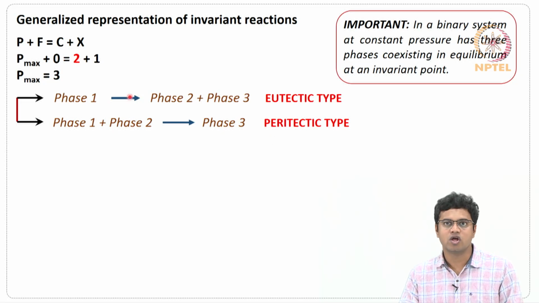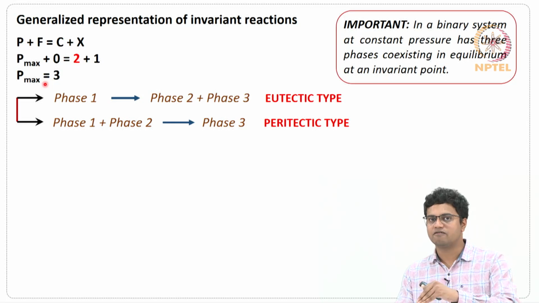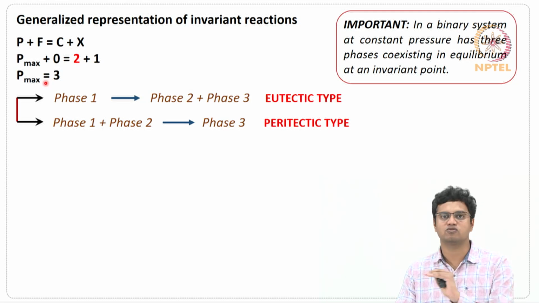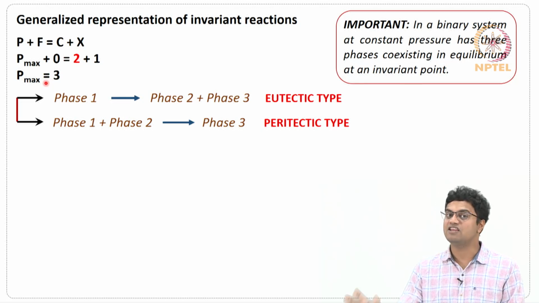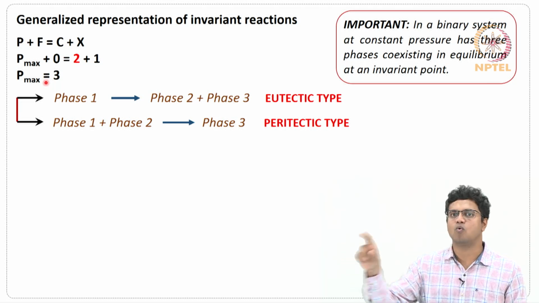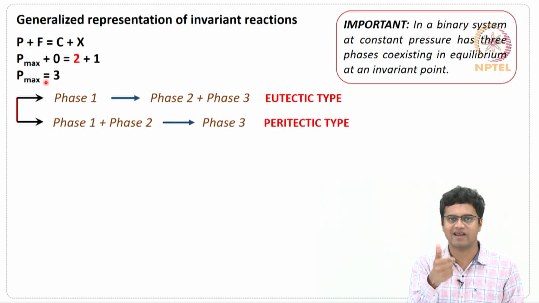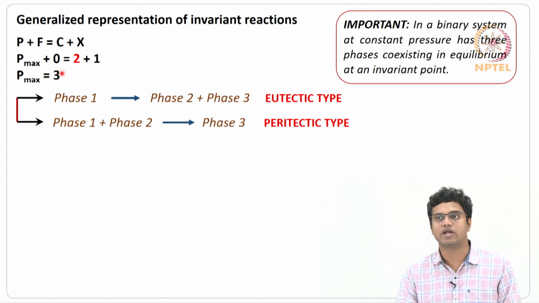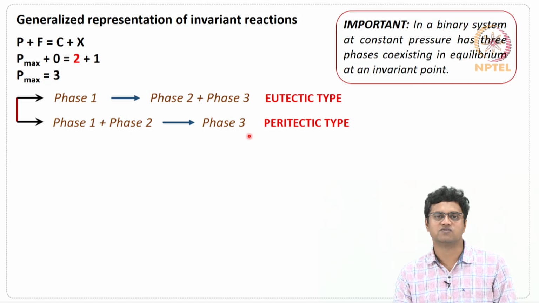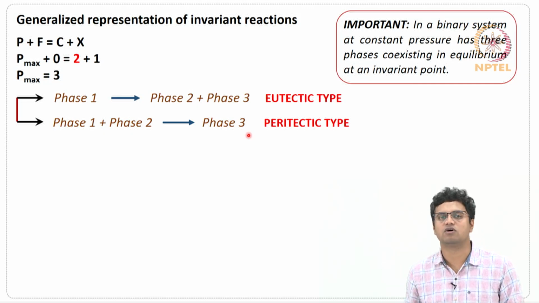Understand? So, what is an invariant point in a binary system at constant pressure? The invariant point is a point where three phases are in equilibrium, and the constant pressure condition must always be mentioned. Now, what is an invariant reaction? It is how those three phases are distributed in the reaction format. If one phase is the reactant and two phases are the products, that is a eutectic type of reaction: phase 1 gives phase 2 plus phase 3. The peritectic type is phase 1 plus phase 2 gives phase 3. The reaction between two phases gives rise to a third phase.